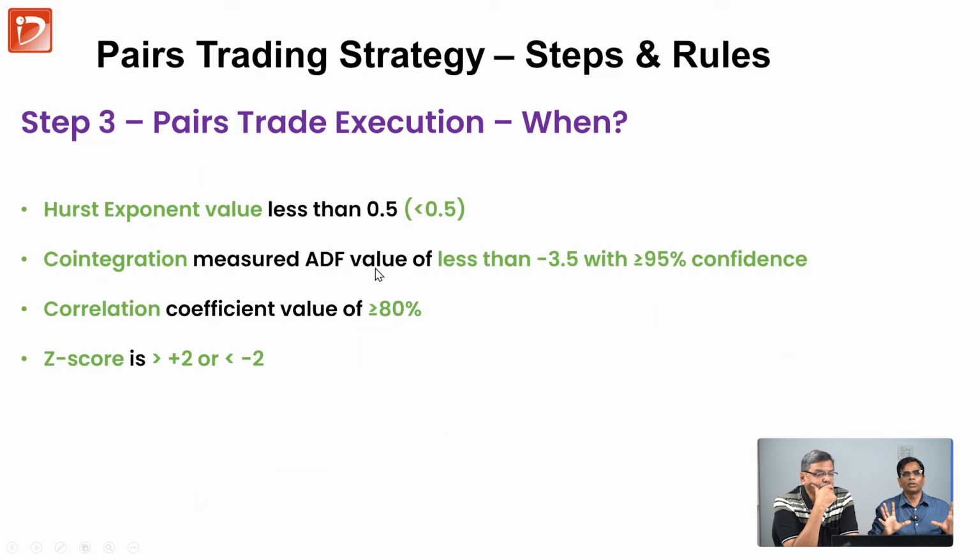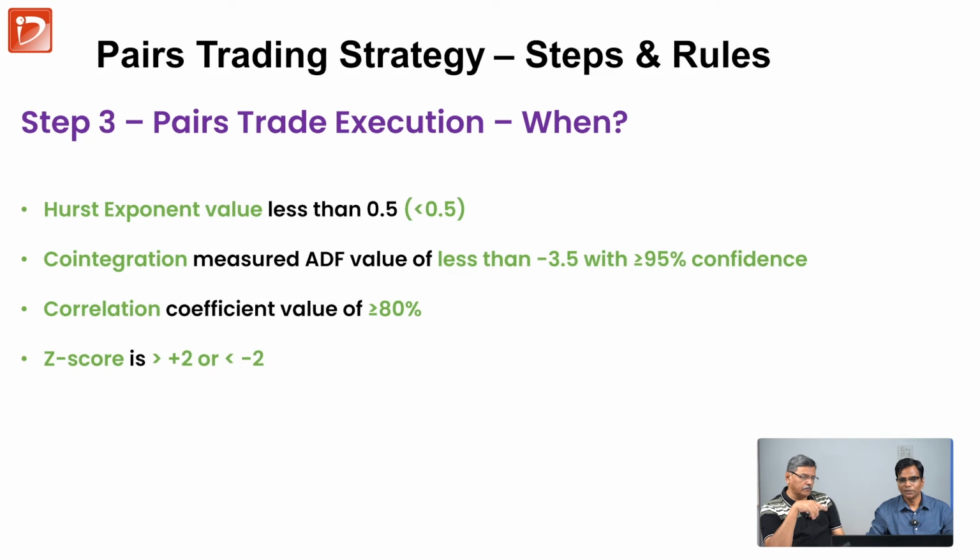Now we have all the knowledge required for pairs trade execution, but when are we going to execute? When the H-exponent value is less than 0.5, where we are measuring mean reversion, because above 0.5 is the trending category. And when cointegration, measured using the augmented Dickey-Fuller test, is less than -3.5 with greater than 95% confidence, and the correlation coefficient value is greater than 80%. We can adjust for these things as per one's observation, and then they can execute a pairs trading strategy.